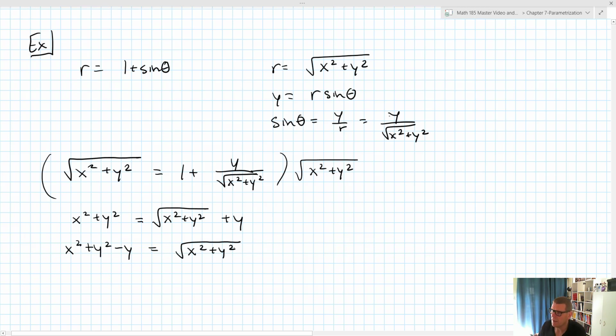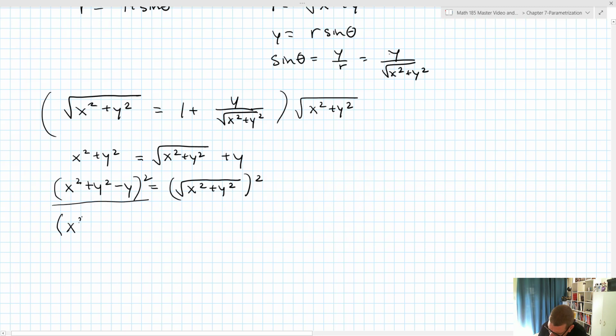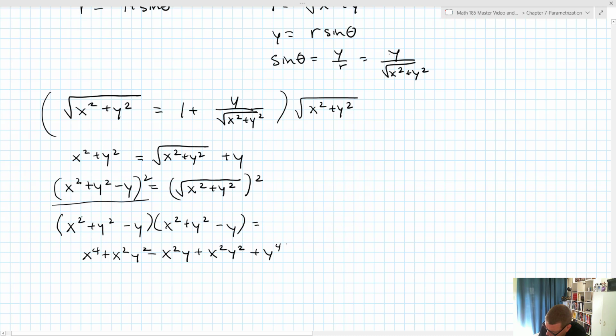And now that I've got my square root all on one side, now I'm going to square both sides. And this is going to give me x to the 4th plus, and I'm going to have to FOIL this whole thing out. Just for those of you who hate it when they shorthand algebra: x squared plus y squared minus y times x squared plus y squared minus y is going to end up equaling x to the 4th plus x squared y squared minus x squared y plus x squared y squared plus y to the 4th minus y cubed minus x squared y minus y cubed plus y squared.